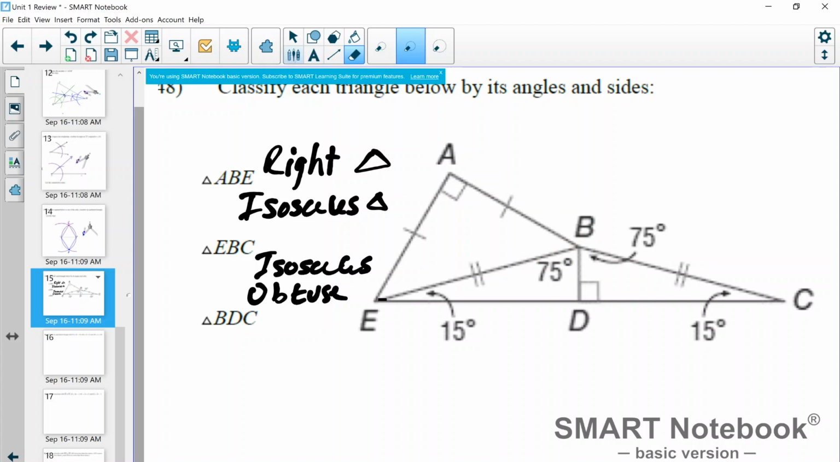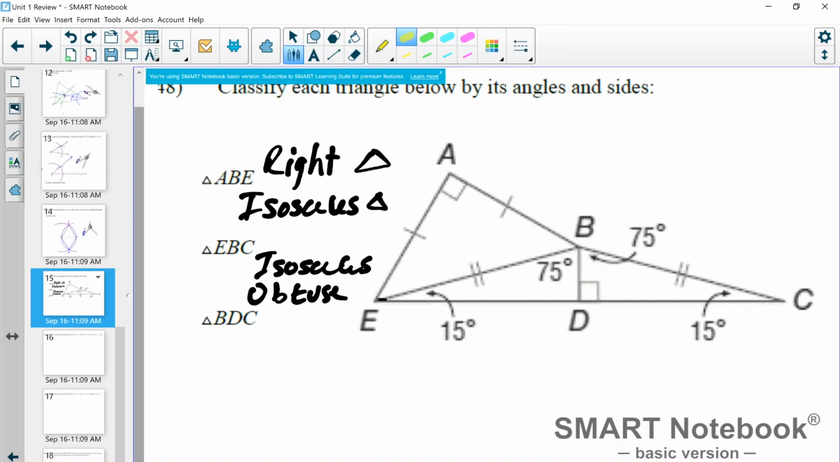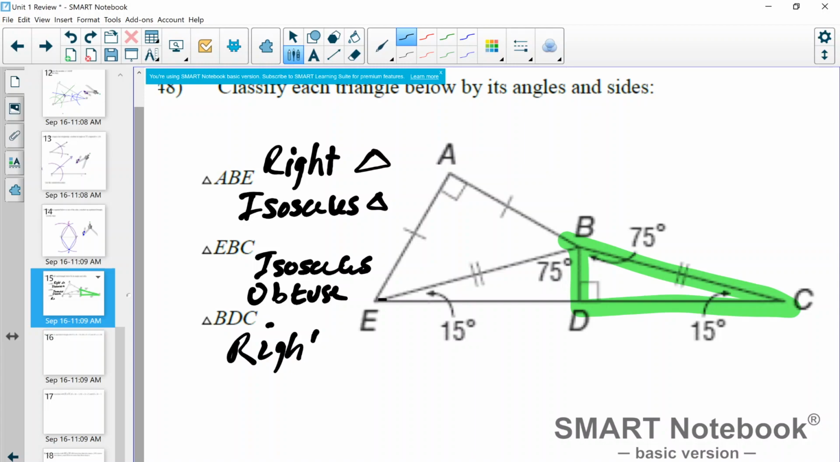And last but not least, we have to find what kind of triangle BDC is. So we have triangle BDC. We have a little square in the corner, meaning we have a right triangle. And if I look at the sides, again, 90-degree angle, 15-degree angle, 75-degree angle, all angles are different. So that means all sides are different, meaning we have a scalene triangle. All sides are different.